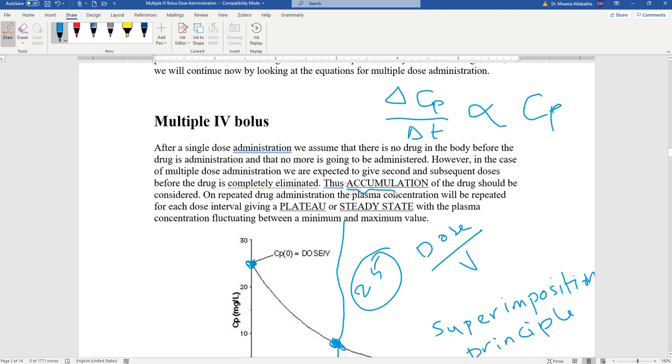While accumulation is happening, the concentration increases. You will reach a time when the rate of elimination, what is leaving the body during a time interval, is equal to what you are dosing, meaning equal to your dosing rate. Let me put it here. We have the rate of input, which is the dosing rate, the dose that you give during a time interval, equal to the rate of elimination.